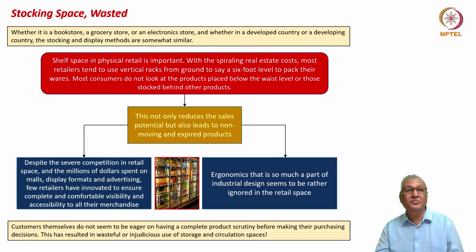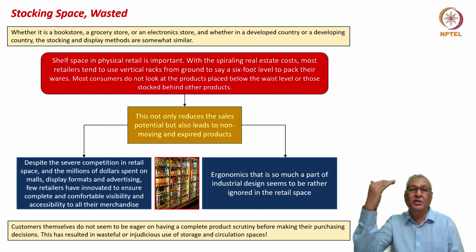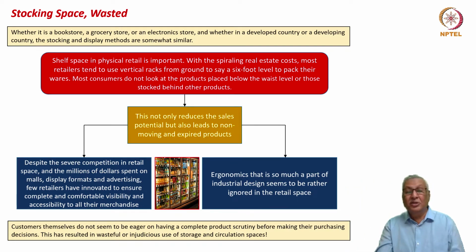This is the second example. When you look at retail and stores, whether it is a bookstore, a grocery store, or an electronics store, and whether it is in a developed country or a developing country, the stocking and display methods are somewhat similar, that is, subpar. Shelf space in physical retail is important. With the spiraling real estate costs, most retailers tend to use vertical racks from ground to, say, a 6-foot level to pack their wares. Most consumers do not look at the products placed below the waist level or those stocked behind their other products. And they also don't look at products which are above the eye level.